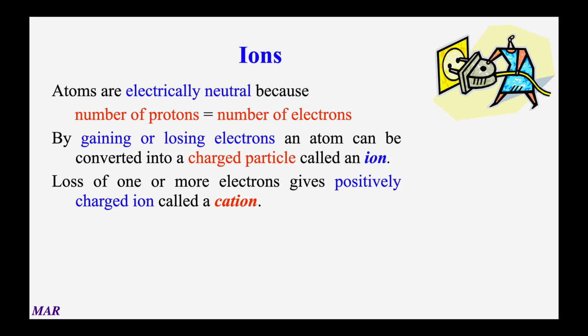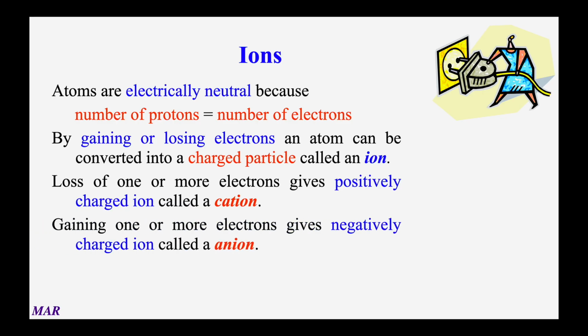If you lose an electron, then you have more protons than you have electrons, and the new ion has a positive charge. And a positively charged ion is called a cation. On the other hand, you can gain one or more extra electrons. So now you have extra electrons relative to protons. That gives your atom, an ion, a negative charge. And a negatively charged ion is called an anion. So a cation is a positive ion, and an anion is a negative ion.